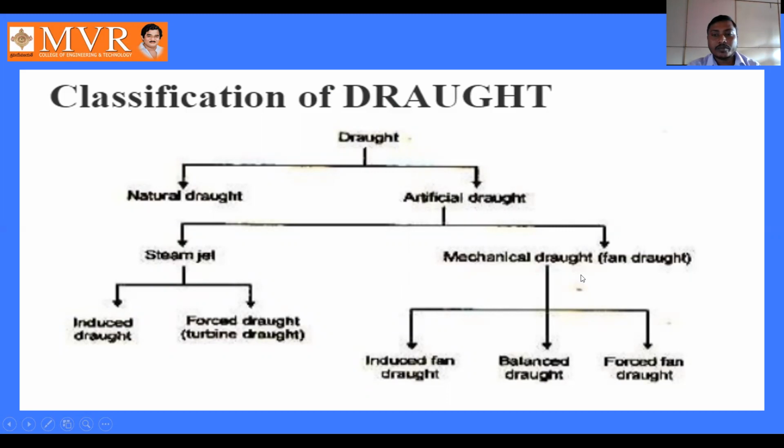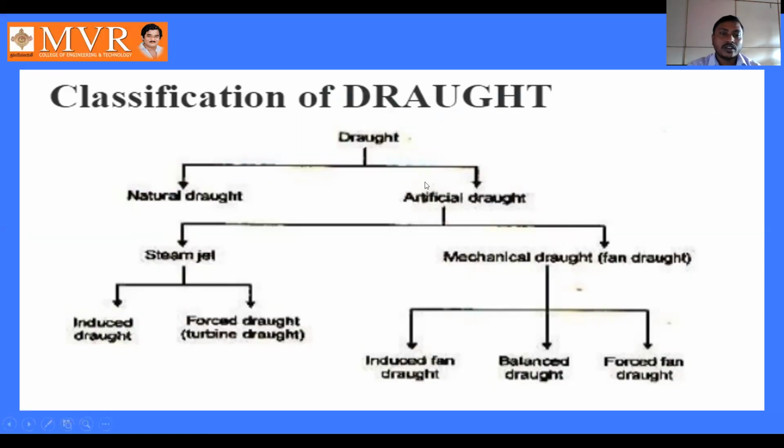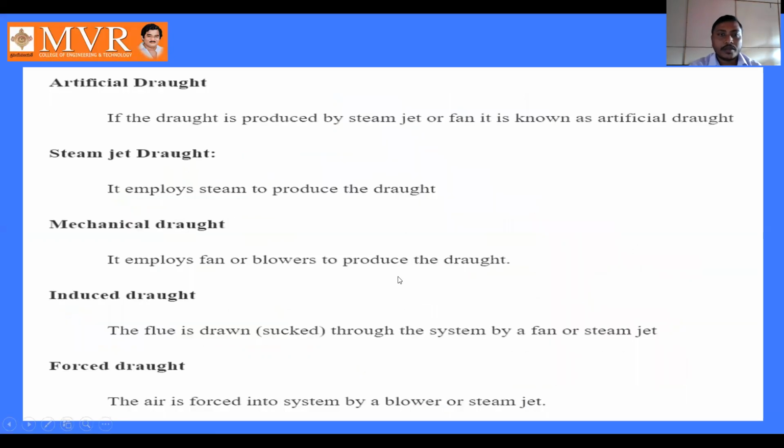And this mechanical draft has been divided into three types: induced fan draft, balanced draft, and forced fan draft. This is the classification of draft, how the draft has been classified here. We are going to discuss natural draft and artificial draft in a detailed manner.